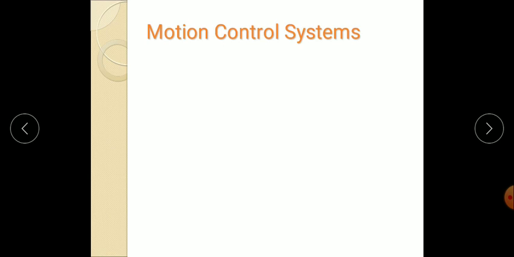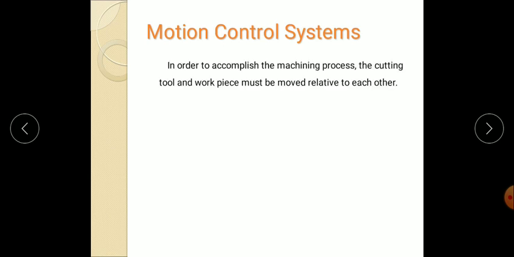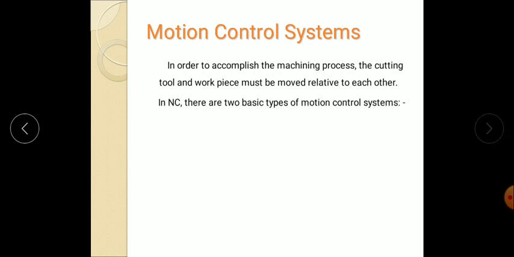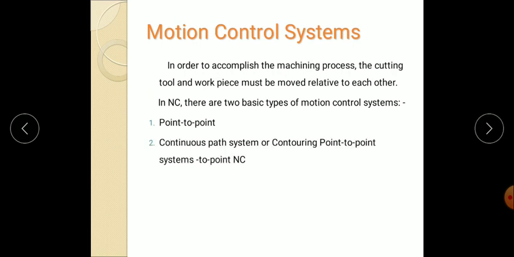Next, let me now go through the motion control systems. So what is a motion control system? In order to accomplish the machining process, the cutting tool and the workpiece must be moved relative to each other. There are two basic types of motion control system: point to point and continuous path systems, or contouring system.